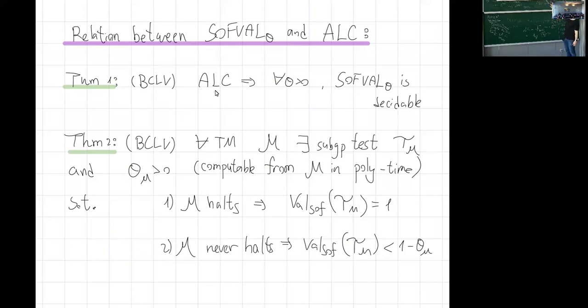If the original Turing machine halts, the Sophic value of this test is 1. Here theta doesn't play a role. But if the Turing machine never halts, the Sophic value is strictly smaller than 1 minus this specific theta. This shows that if this was decidable, because I can calculate theta M, I can run the algorithm from theorem 1 and decide the halting problem, which means, as a corollary, that the Aldous-Lyons conjecture is false. So that's the structure of the proof.